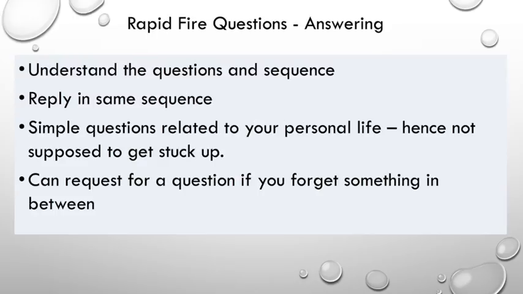How you should handle rapid fire questions. First of all, stay calm, understand the questions and the sequence. Try to reply to the questions in the same sequence in which they were asked. Gentlemen, these are very simple questions related to your personal life and the events around you. Hence, you don't need to remember anything and get stuck up. If you listen to him properly, you will be able to maintain a flow and answer properly. However, if you miss some part, you can always request him to repeat the same.